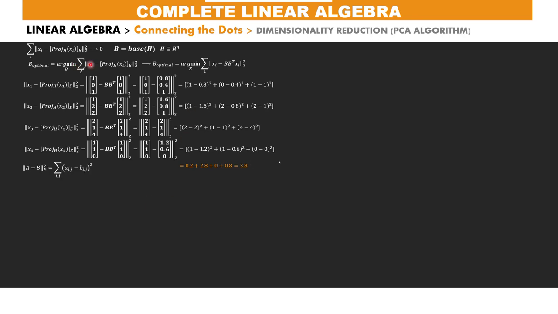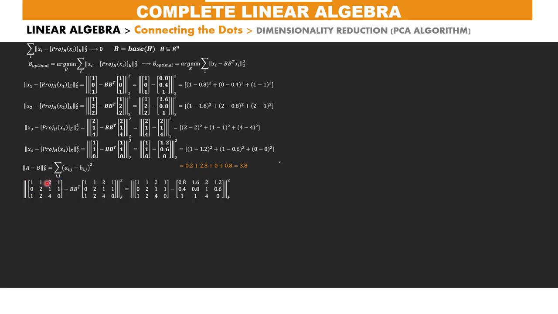Let's rewrite this equation. Note that we have the Frobenius norm of A minus B squared, that is the square of the Frobenius norm of A minus B, which equals the sum of aij minus bij, all of that squared. So we're taking each element of the matrix A, subtracting its corresponding element, squaring, and then summing them up. So that's the Frobenius norm.